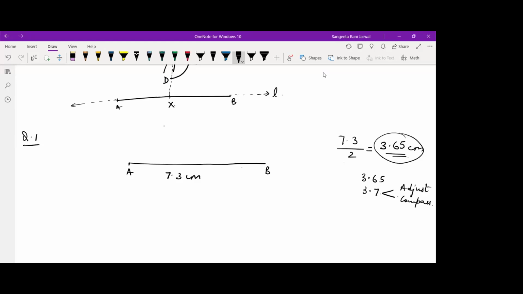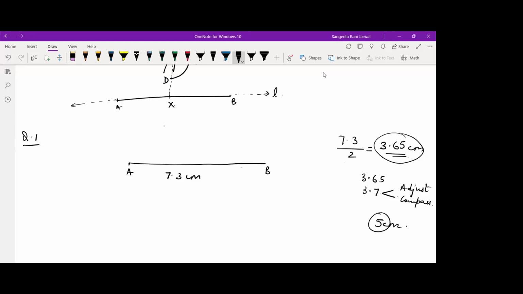Adjust your compass. That means open your compass to more than half. Okay. So on the ruler, keep your compass and measure it more than 3.7. You can take it 5 around. Okay. On your compass, open 5 centimeters.